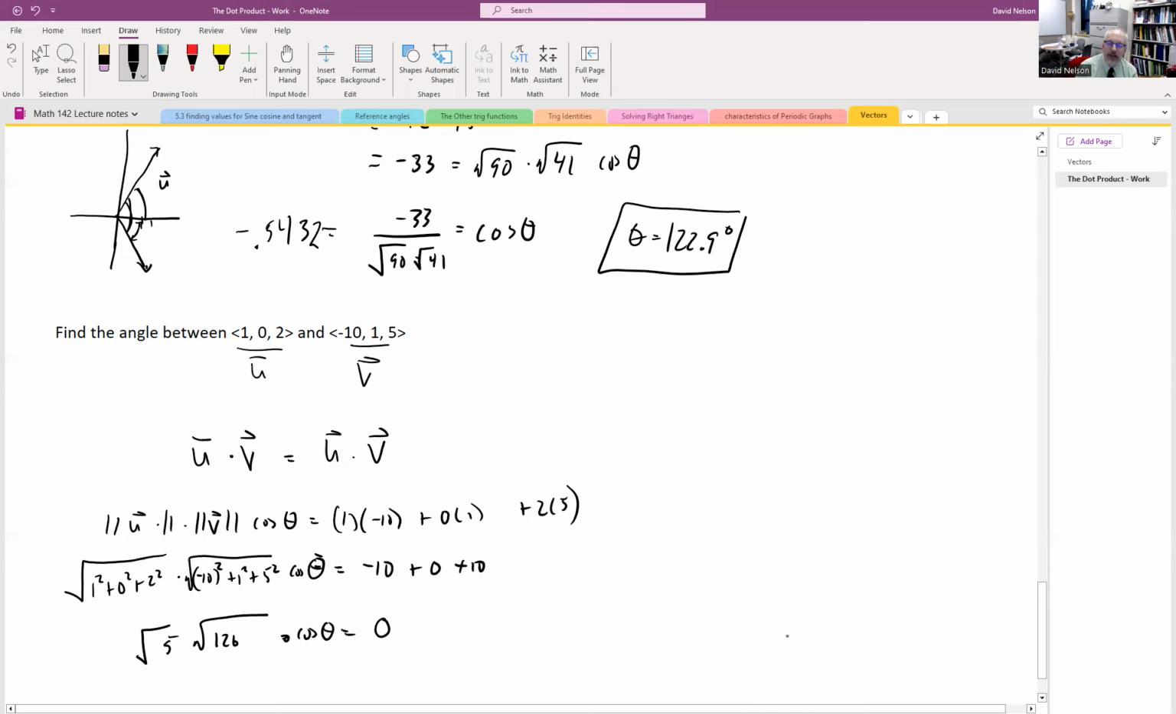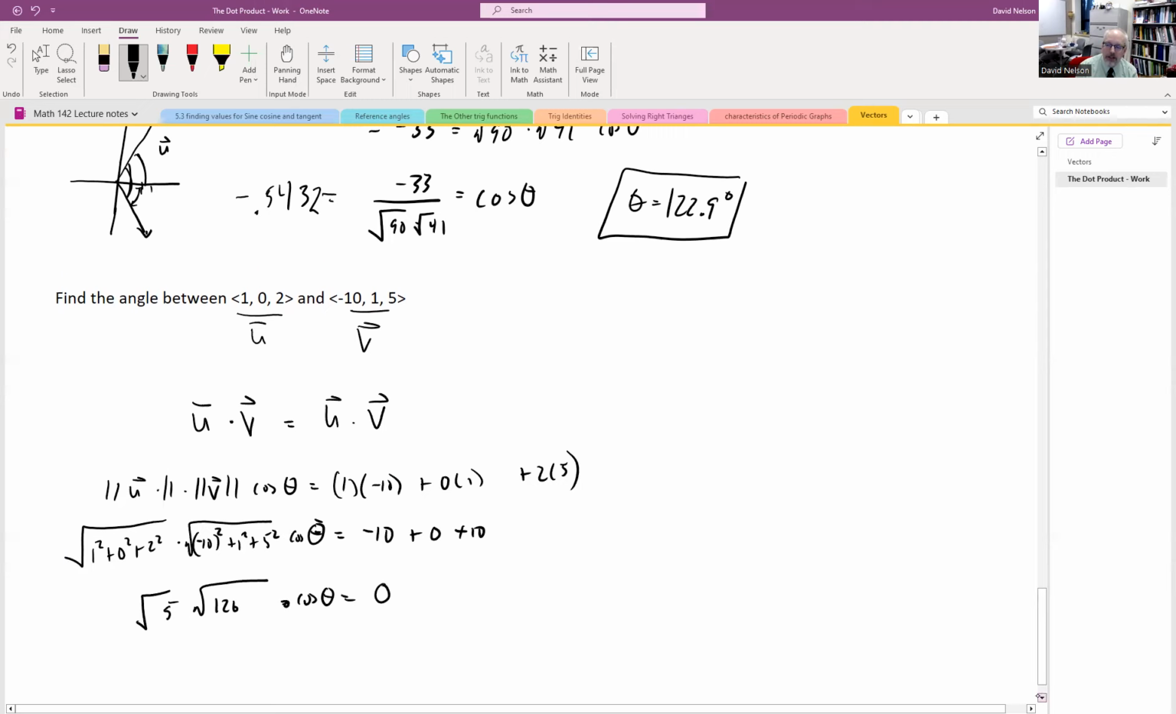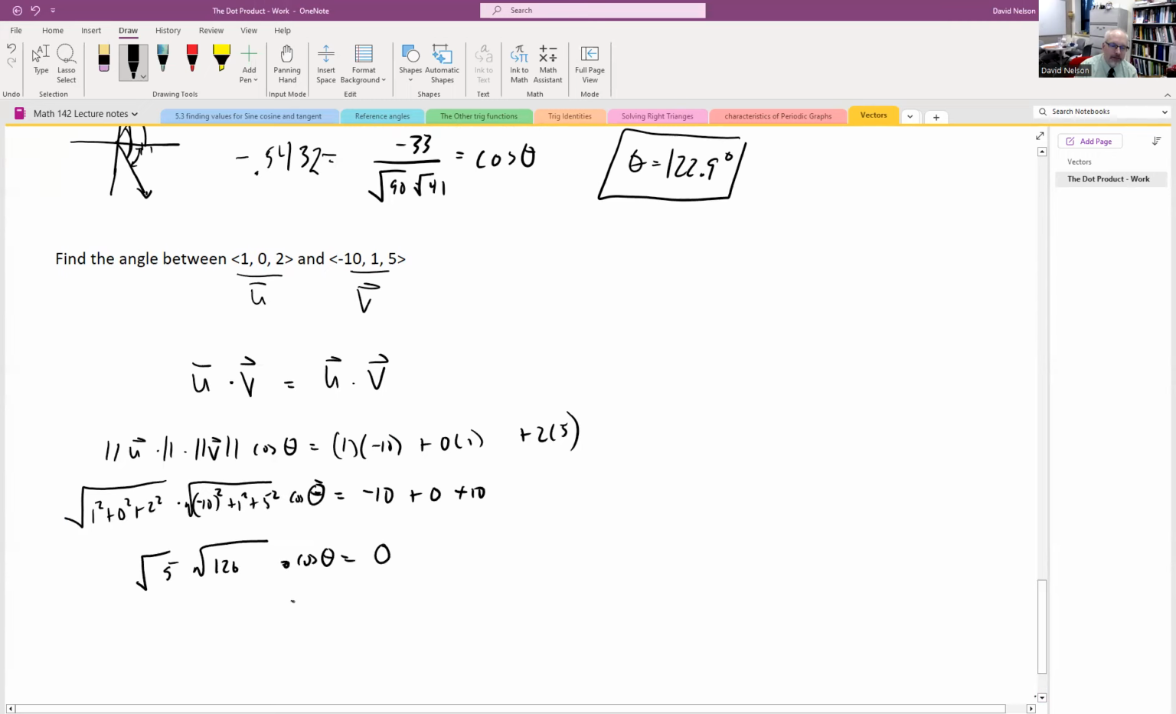equals 0. And so I know that the cosine of theta equals 0 divided by the square root of 5 times the square root of 126, which is just 0. And so if the cosine is equal to 0, well, the cosine is equal to 0 at 90 degrees, or pi over 2. So theta is equal to pi over 2, or 90 degrees, between those two.